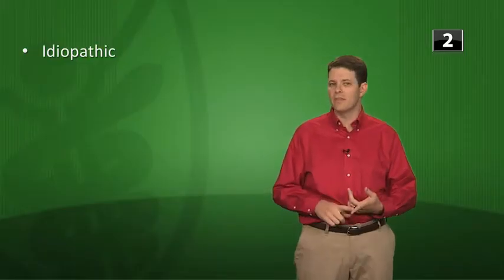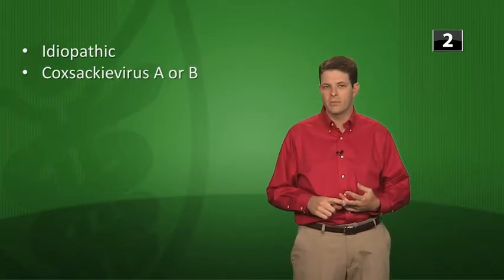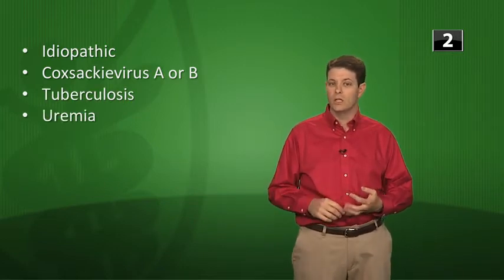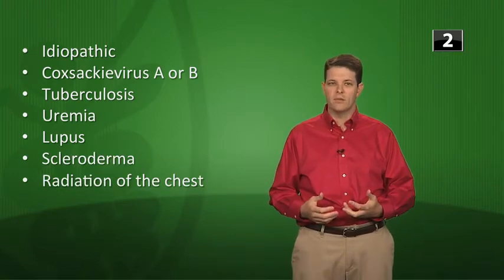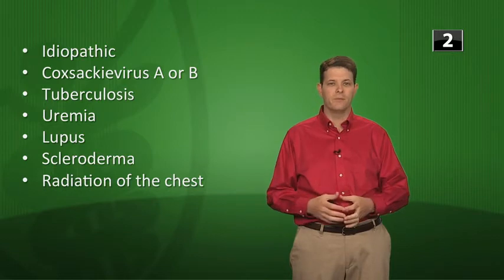Next, what are some of the possible causes of pericarditis? So pericarditis is inflammation of the pericardium. And lots of different things can cause it. Very often it's idiopathic. Coxsackie virus A or Coxsackie virus B can cause pericarditis. So can tuberculosis, uremia, lupus, scleroderma, radiation of the chest. So maybe the patient received radiation therapy for lung cancer and that radiation affects the pericardium.